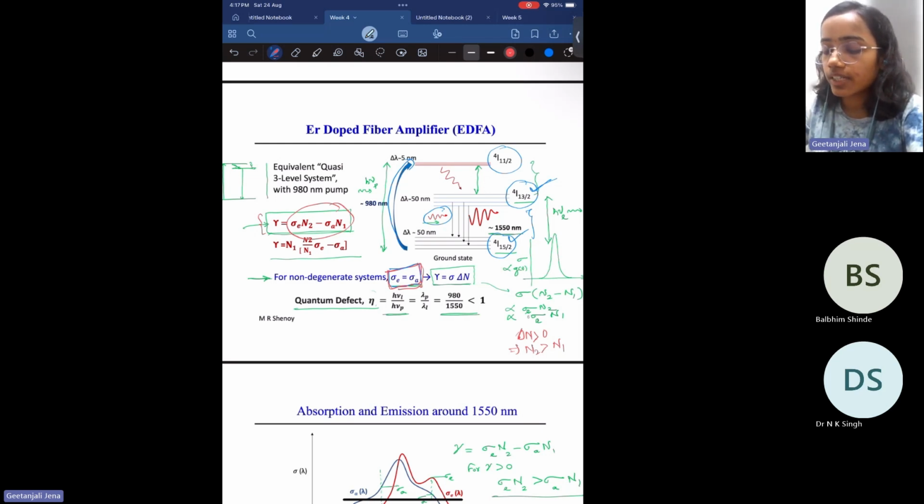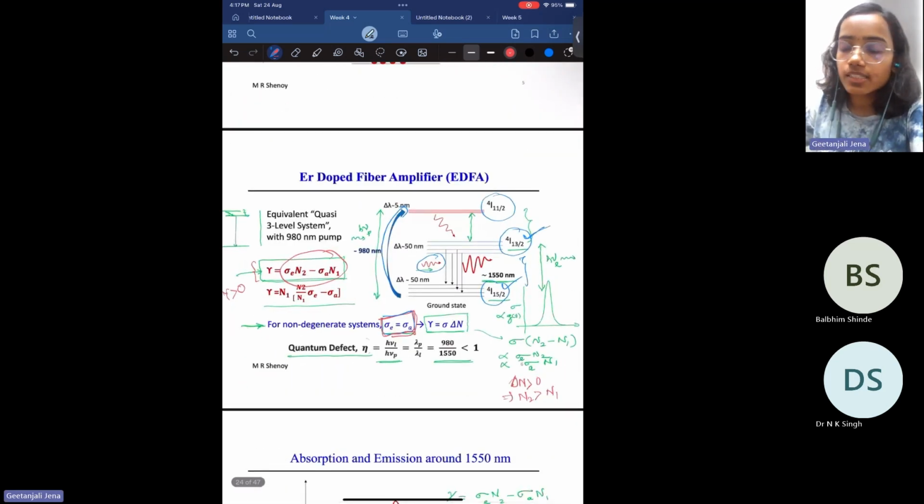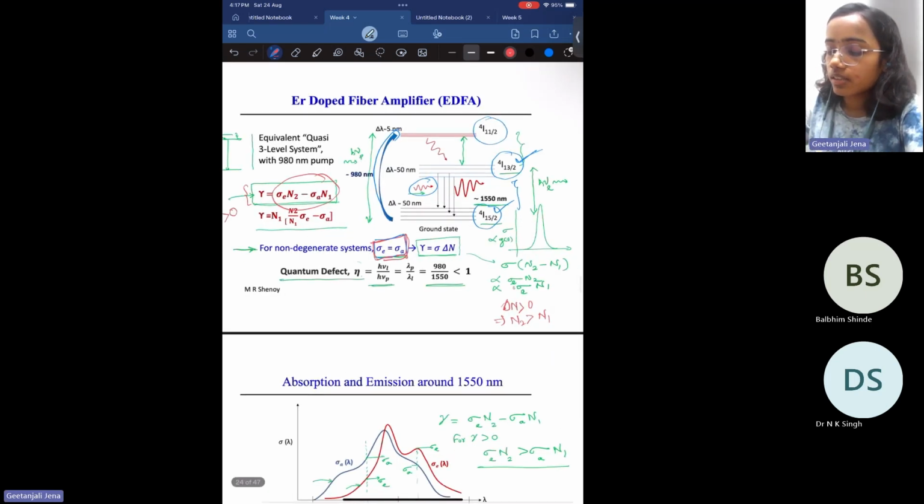So in this case, what is the condition for population inversion? The population inversion condition is gamma should be greater than 0. So that means this term sigma E N2 must be greater than sigma A N1. One parameter that we can define is the quantum defect for this case. The quantum defect is a ratio between the energy of the amplified signal to the energy of the pumping signal. So it is h nu L divided by h nu P. And if you write it in terms of wavelength, it is lambda P divided by lambda L.